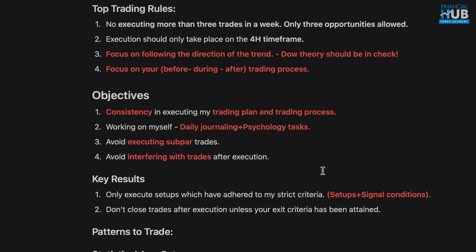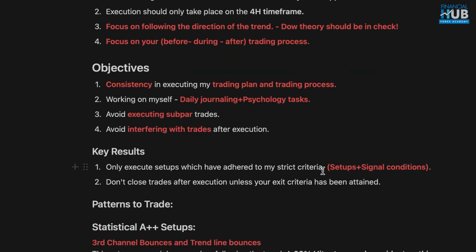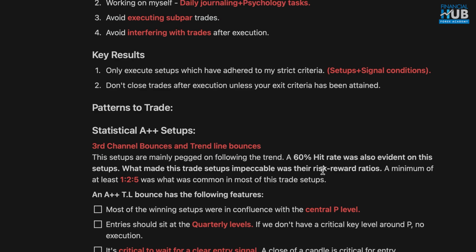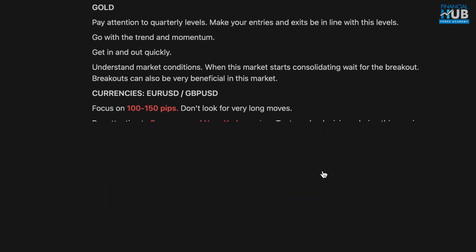So objectives: consistency in executing my plan, working on myself, avoiding executing subpar trades. Subpar trades are trades which are not the best of the best. They're not A++ trades. So you must look for A++ trades if you're going to make money in the markets. So make sure you're able to place yourself in a position whereby you're going to make money. And then I avoid interfering with trades after execution, and I only execute setups which have adhered to my criteria. So these are the ones that are just a repeat of what I was talking about up there. So you can at least go back.